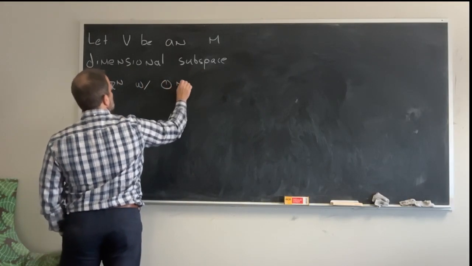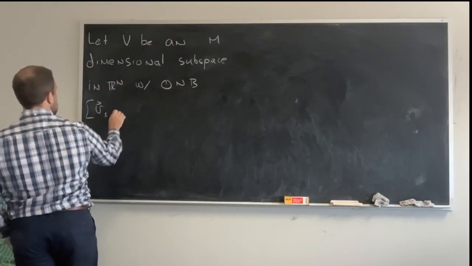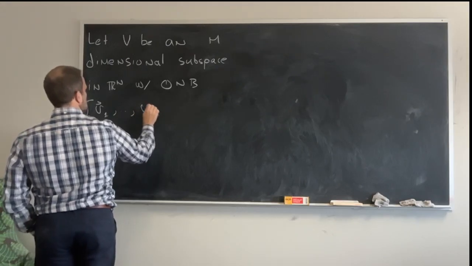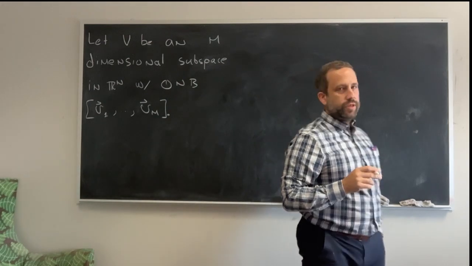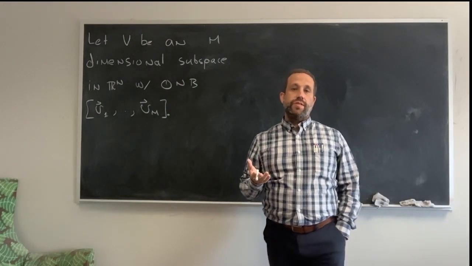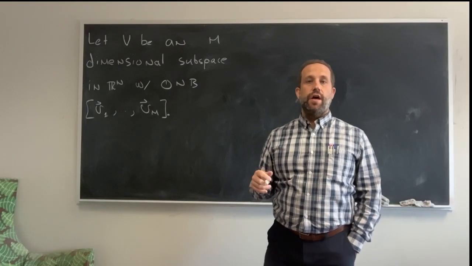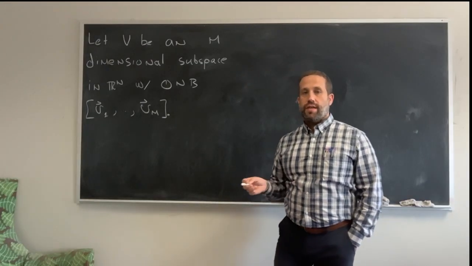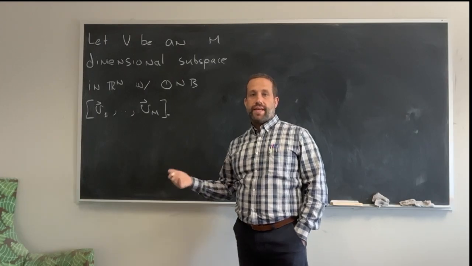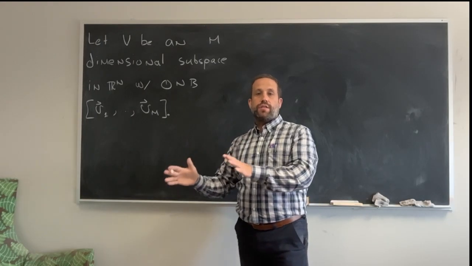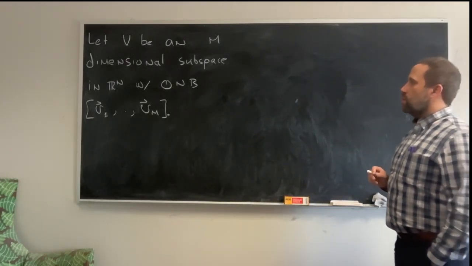With an orthonormal basis, v1 through vm, these vectors are pairwise orthogonal to each other, and they have unit length. And when we say orthogonal, it could be with respect to any inner product, and we need to have that generality. So not just with respect to the standard inner product, but with respect to any inner product. Given an inner product, we can find a basis that is orthonormal. Okay, so let V be an m-dimensional space with an orthonormal basis.